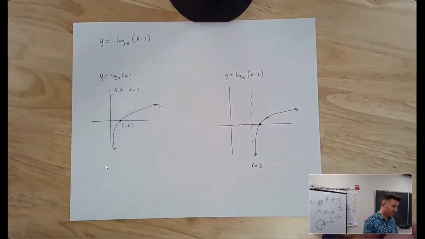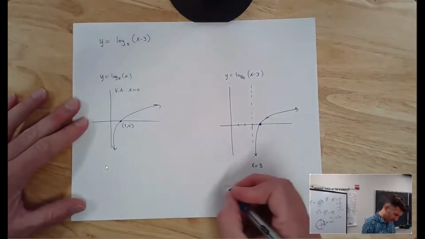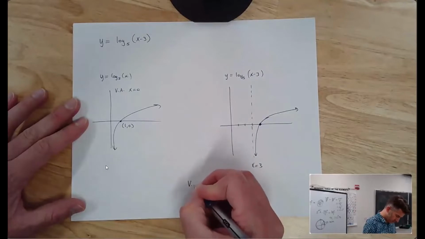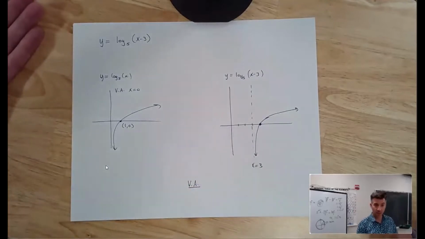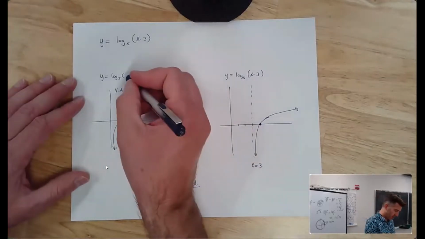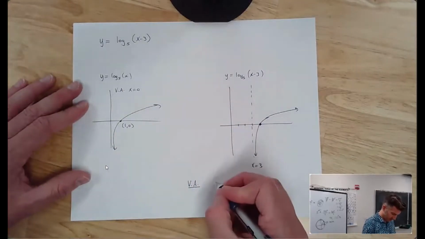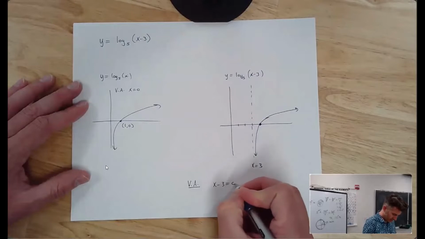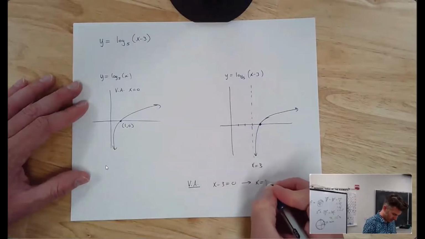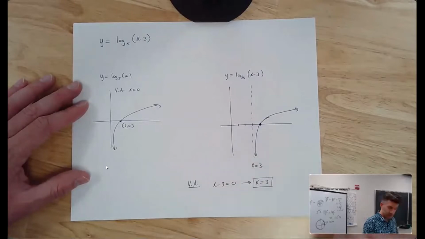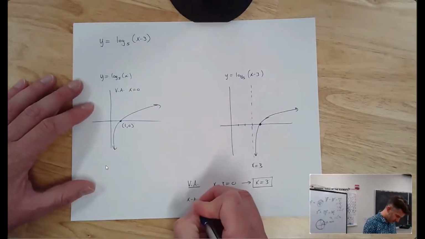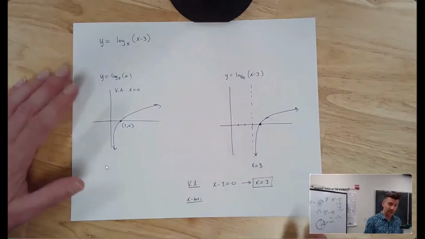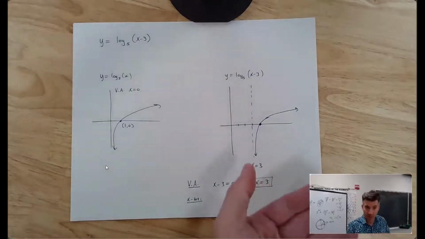There's a couple ways to think about finding these things if you want. If you wanted to find the vertical asymptote, you're really just setting the insides of the logarithm equal to 0. So to find it here, we just set x equal to 0. To find it here, we set x minus 3 equal to 0, which gives you x equal to 3. That's your vertical asymptote. To find the x-intercept, well, how do we always find the x-intercept? We set y equal to 0.